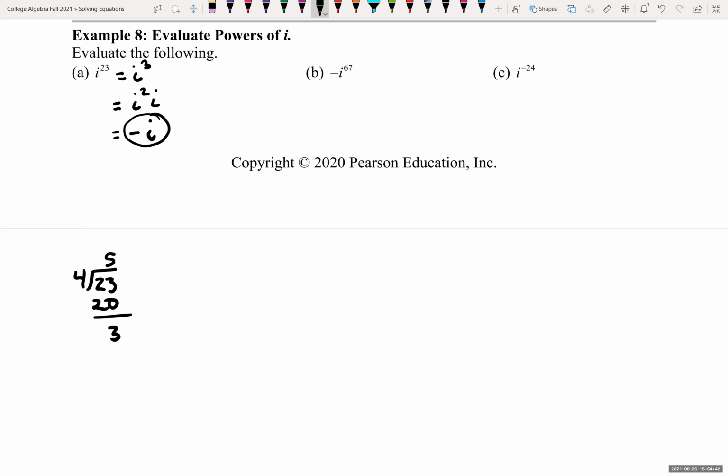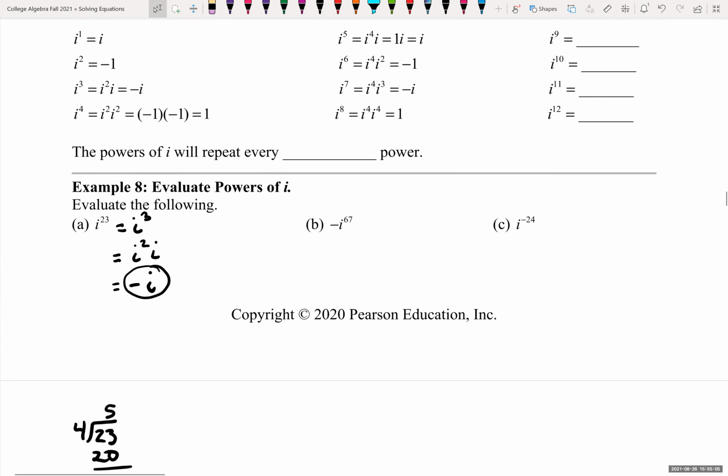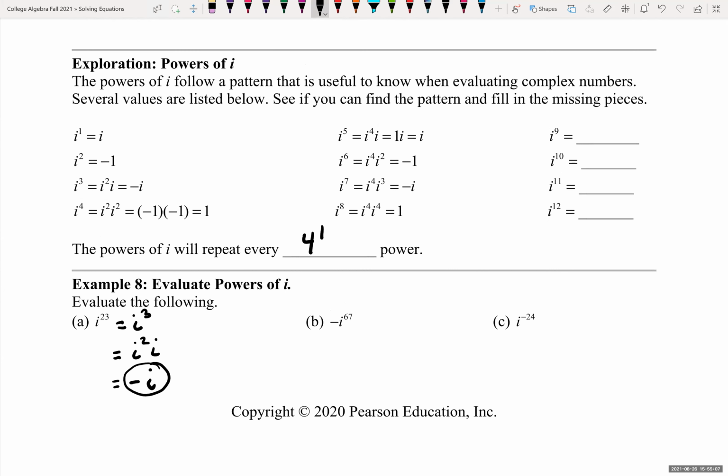Be careful here. On part B, we have -i to the 67th. It's the i part that's only raised to the 67th power. Can I ask what made you in part A divide it by 4? Because I know that it's going to be repeating every 4th power. So the powers of i repeat every 4th power. And so if the exponent is higher than 4, then divide that by 4 and use the remainder as the exponent, and it will be the equivalent. Does that make sense?